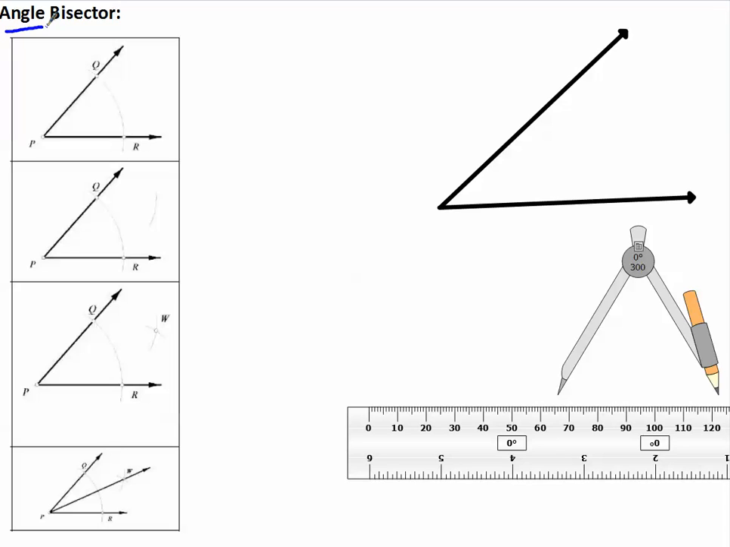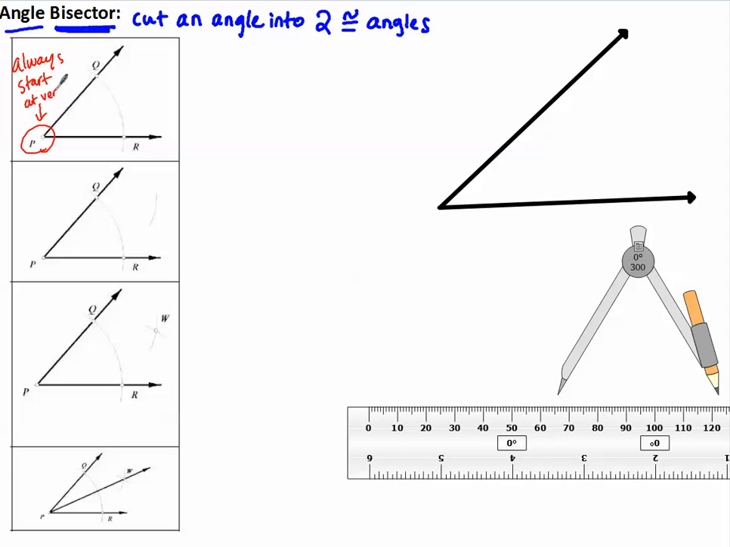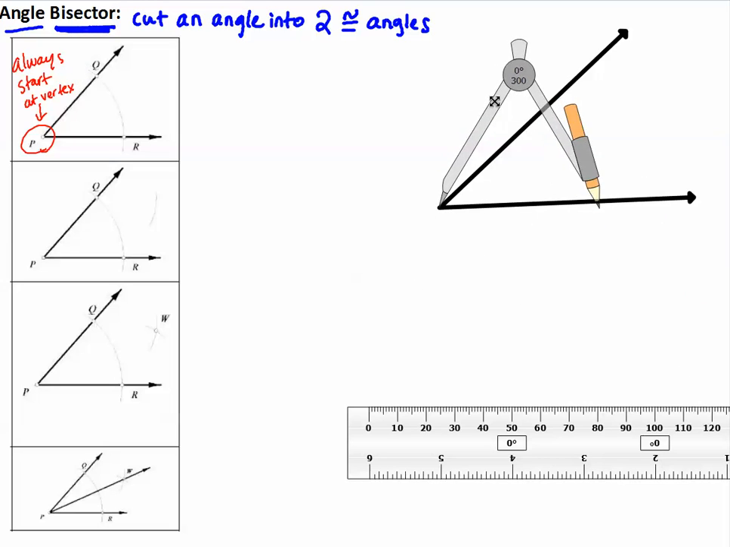Now let's construct an angle bisector. Remember, that means bisecting, cutting in half. So we're going to cut an angle into two congruent angles. Now, anytime that we're doing anything with an angle, the most important part is the vertex. Always start at the vertex. That means we're going to take our compass and put the center of it, or the needle, on the vertex like that. So first thing, put it at the point that is the vertex.